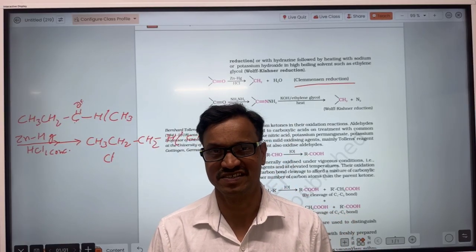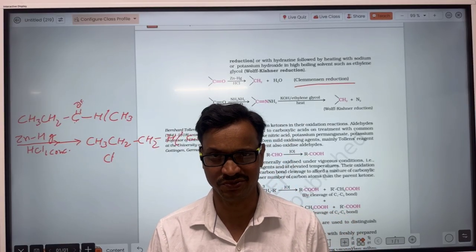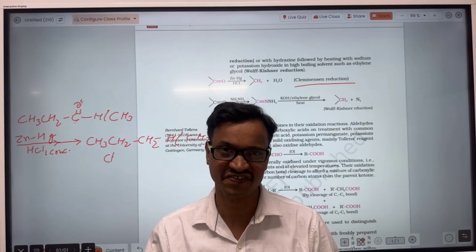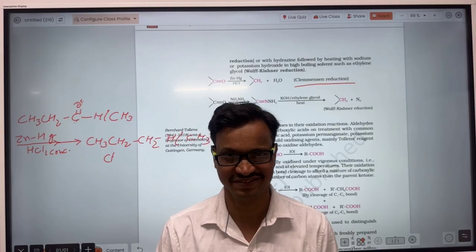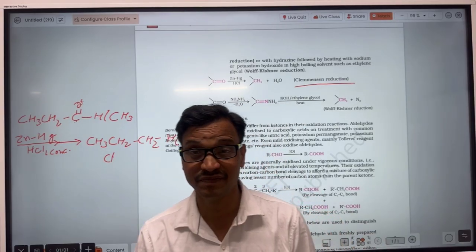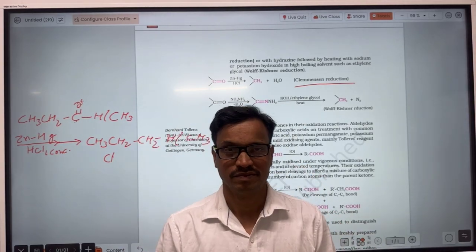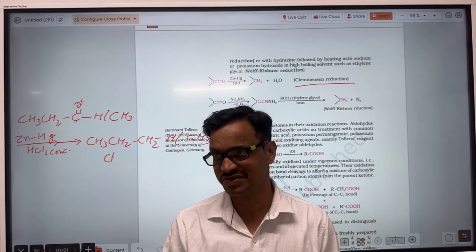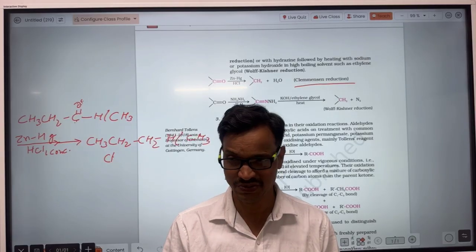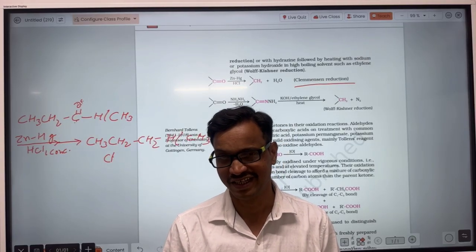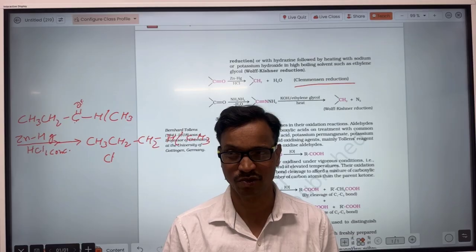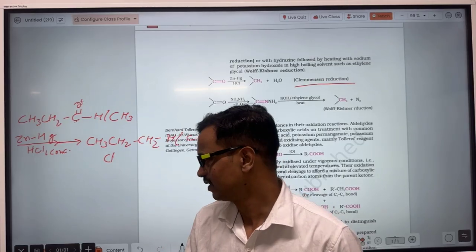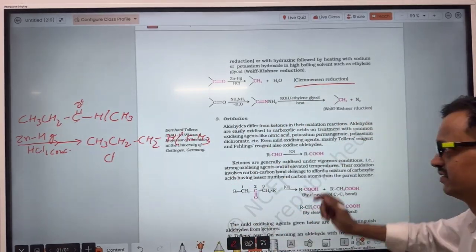Here the amalgam will prevent the formation of ZnO. The amalgam, that means mercury, will provide a new surface of zinc for the reaction, meaning new zinc atoms are available. It will not let a protective covering form over the surface of the zinc. So that is Clemmensen reduction.